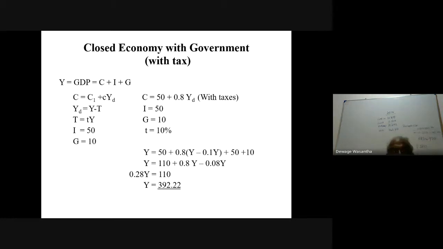392.22. If you compare no tax regime and with tax regime, with tax means when the government taxes, disposable income decreases. Household consumption level decreases. Then GDP decreases, 550 to 392. Right? In the government tax.